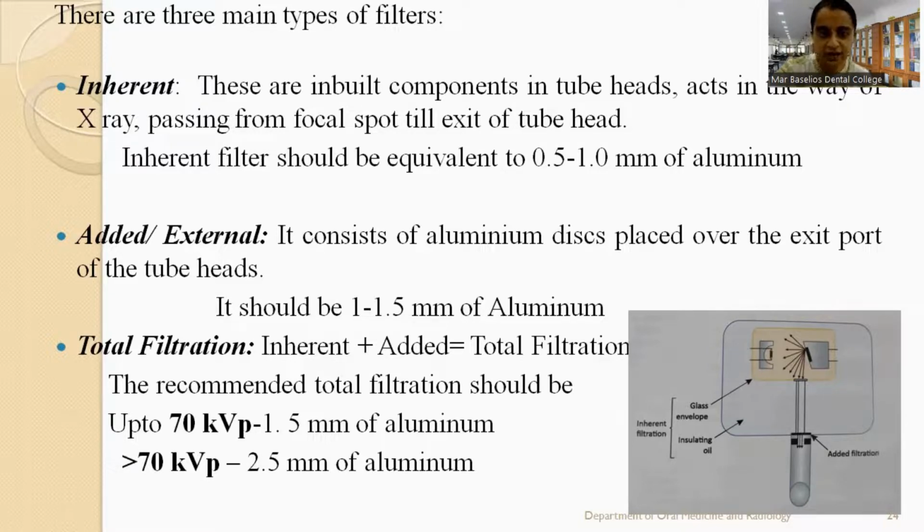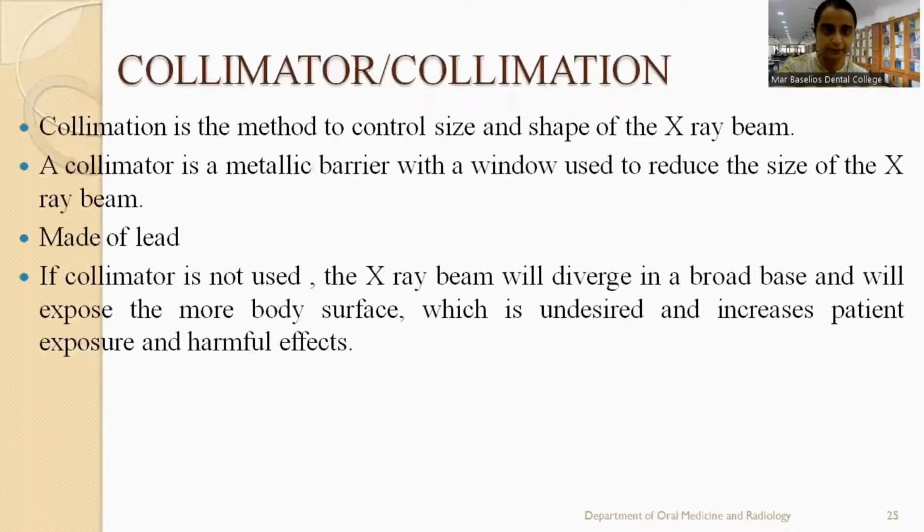Whereas added or external filtration includes aluminum discs placed over the exit port of the tube head. It is around 1 to 1.5 millimeters of aluminum. Total filtration includes the sum of the inherent and the added. For a machine of 70 kVp, around 1.5 millimeters of aluminum filter must be used, and for machines greater than 70 kVp, around 2.5 millimeters of aluminum should be used.